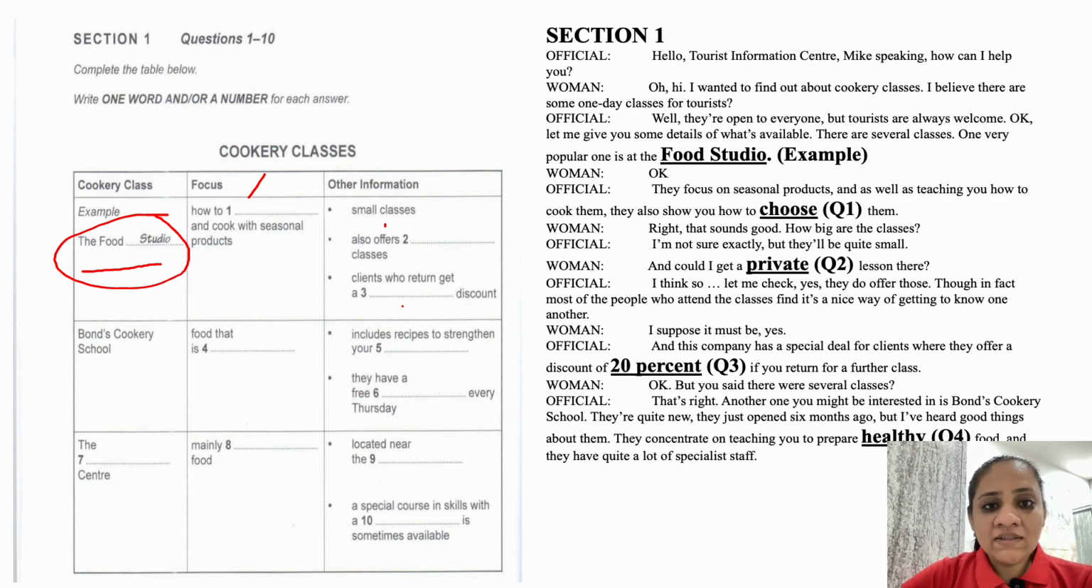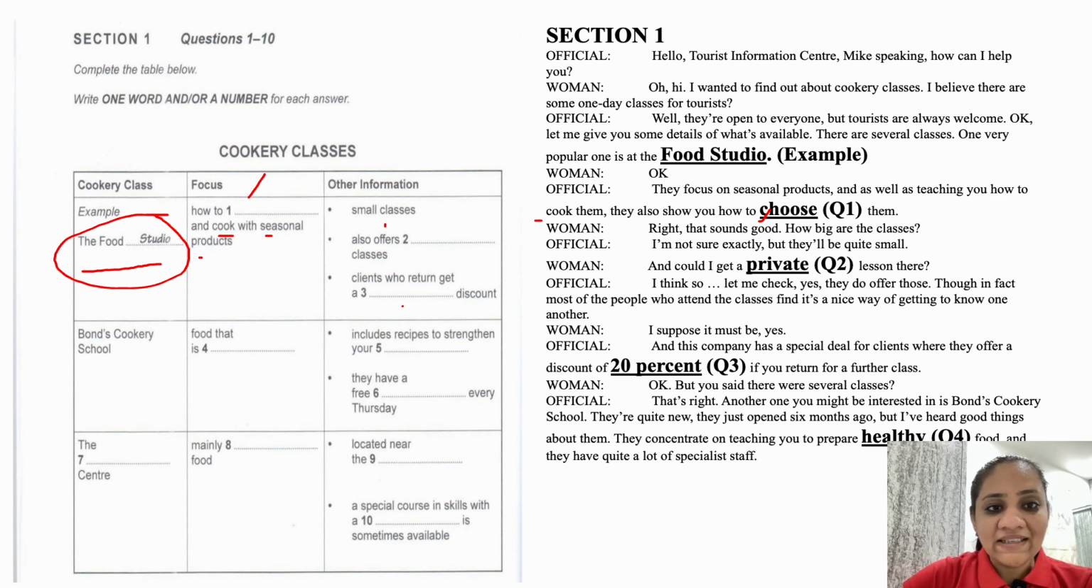Okay, they focus on the seasonal products, as well as teaching you how to cook them, and they also show you how to choose them. So here cook is given, seasonal products are given. As we have discussed, cook is a verb, and before that "and" is written, so in the blank we have to give the answer.